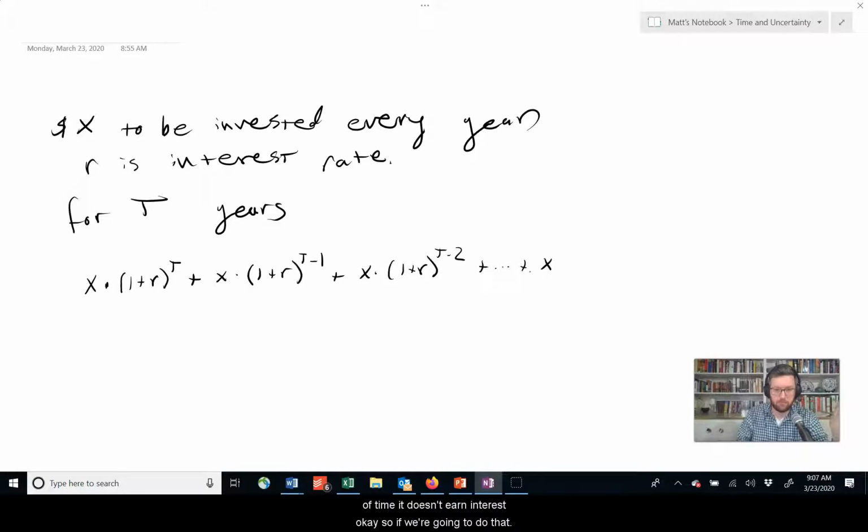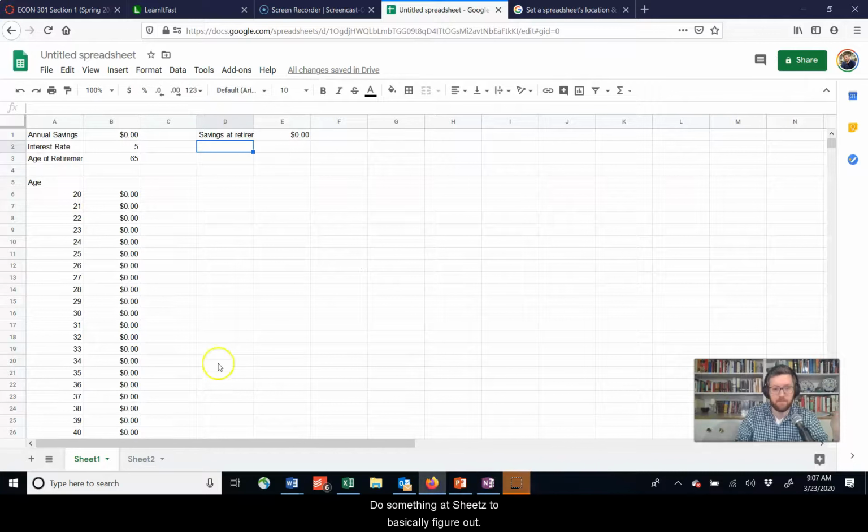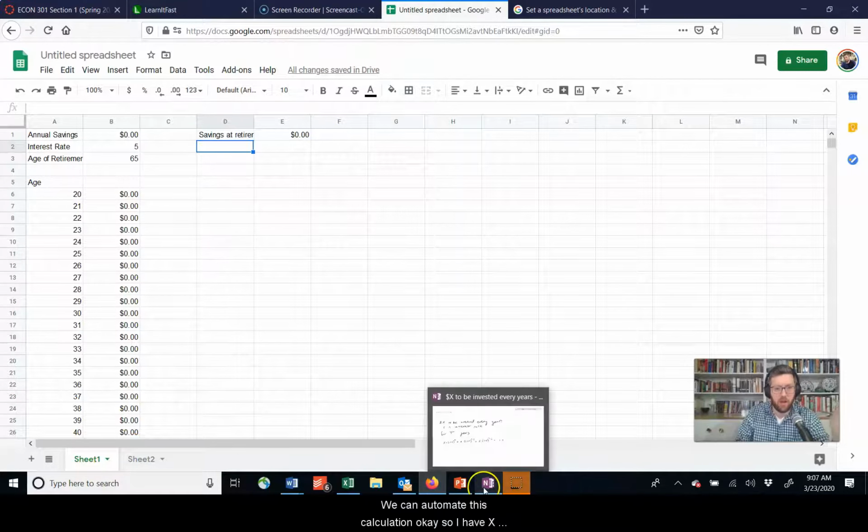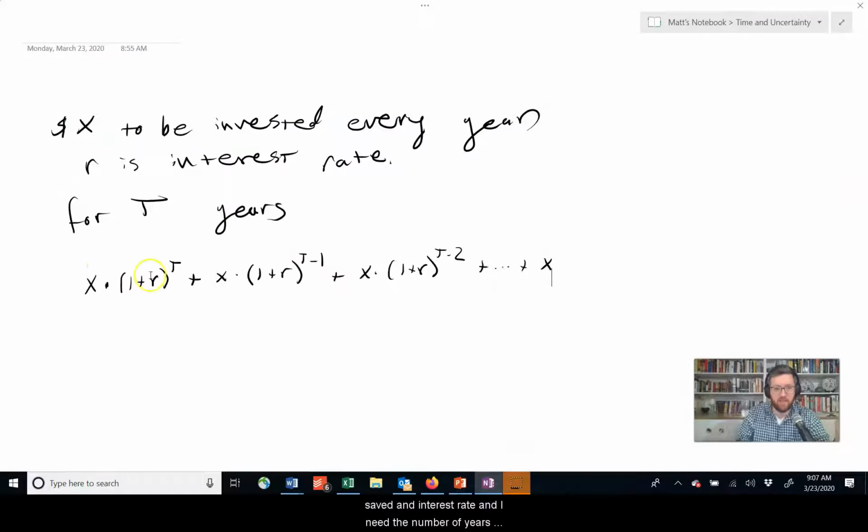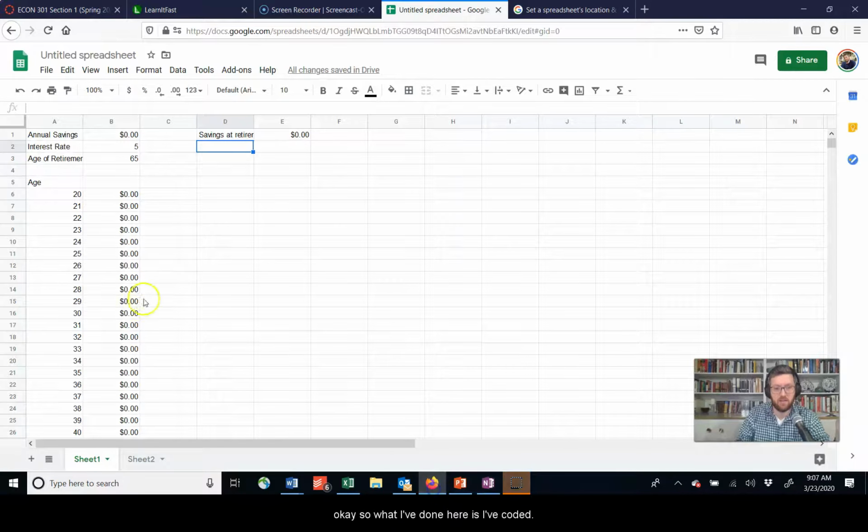So if we're going to do that, we can do something in Sheets to automate this calculation. Okay? So I have X saved, an interest rate, and I need the number of years. Okay, so what I've done here is I've coded up a little thing to figure out how much money you would need to save each year at a certain interest rate to have a given amount of money at retirement.